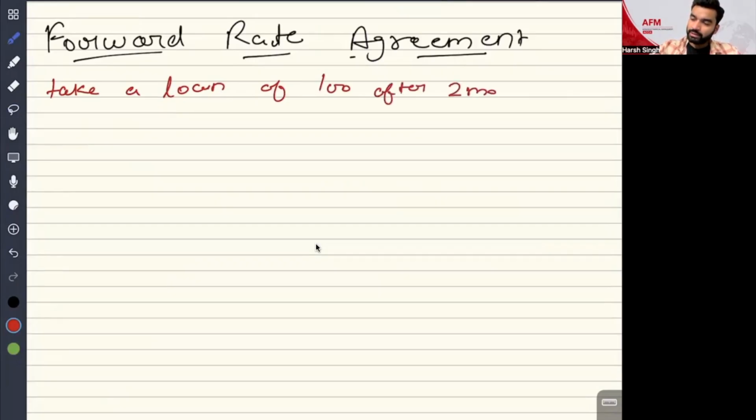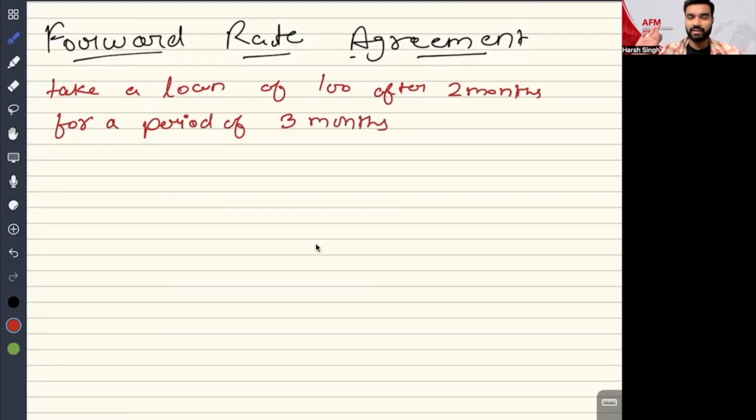After 2 months, for a period of 3 months. Then they will provide you with the different hedging rates. For example, it is provided to you as 2-3, 2-5, 3-5. For 2-3, what is the interest rate? 5.2. Over here, for 2-5 it is, let's say, 5. For 3-5 it is 5.3. Okay. And now the question will always ask you what will happen.